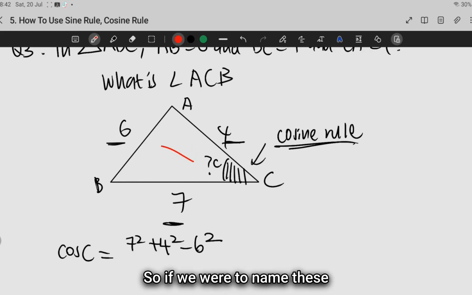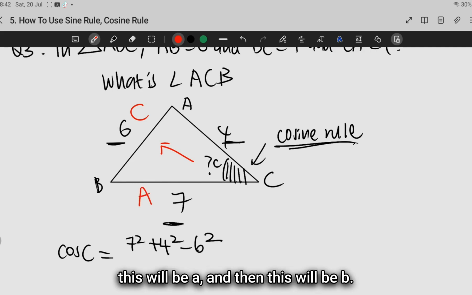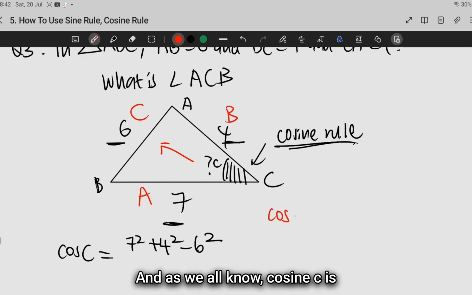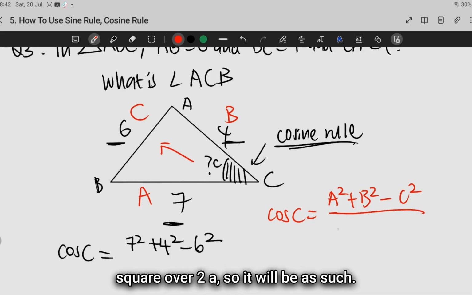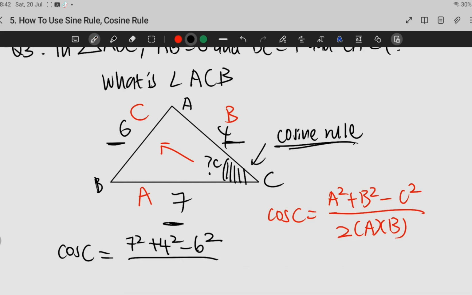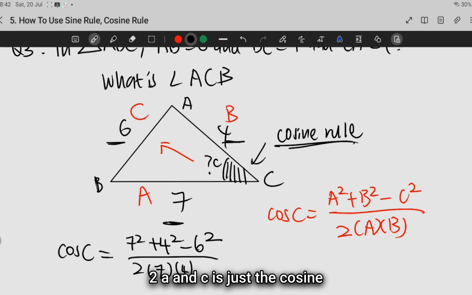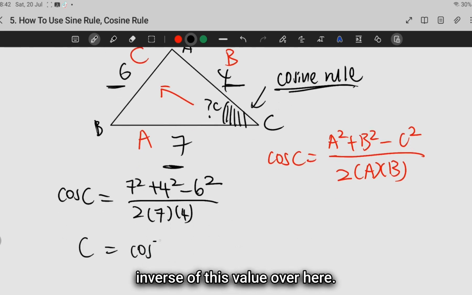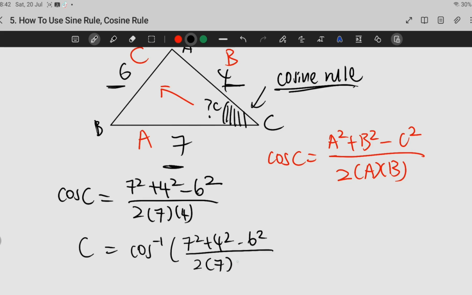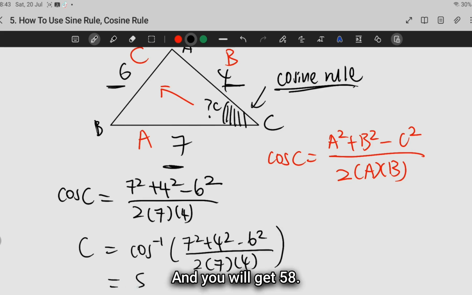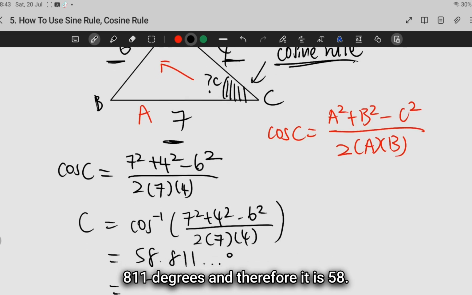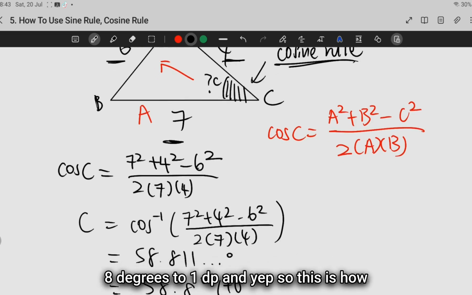Right, so if we were to name these conventions, this will be side C, then this will be A, and then this will be B. And as we all know, cosine C is A square plus B square minus C square over 2AB. So it will be as such, over 2AB. And C is just the cosine inverse of this value over here. And you will get 58.811 degrees. And therefore, it is 58.8 degrees to 1 dp.